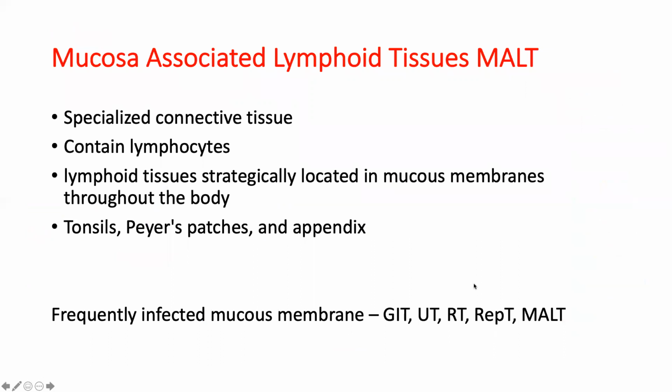Let's talk about mucosa-associated lymphoid tissue, or MALT, M-A-L-T. These are specialized connected lymphoid tissues. They contain lymphocytes. And lymphoid tissues are strategically lying around the body entrances, for example, around the oral cavity or around the nasal cavity. So these are the entrances for the bacteria into our body.